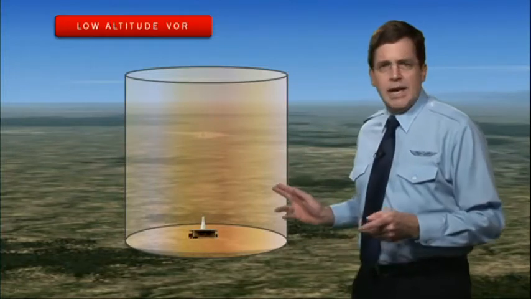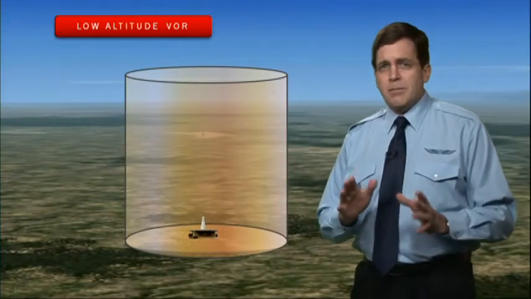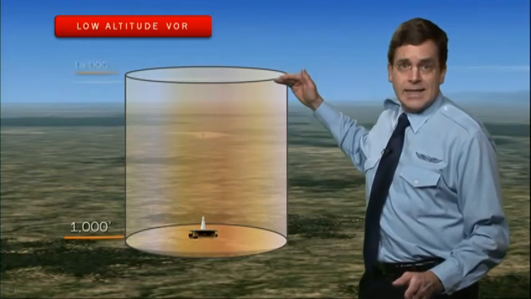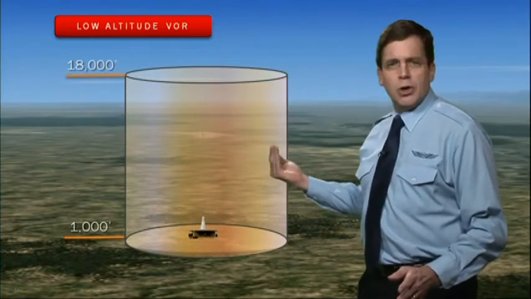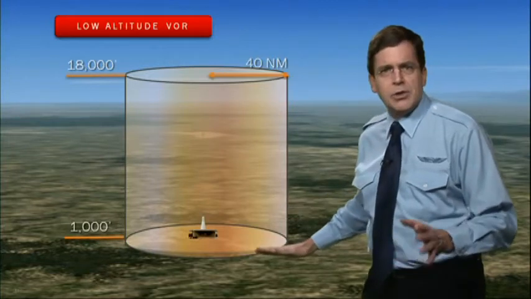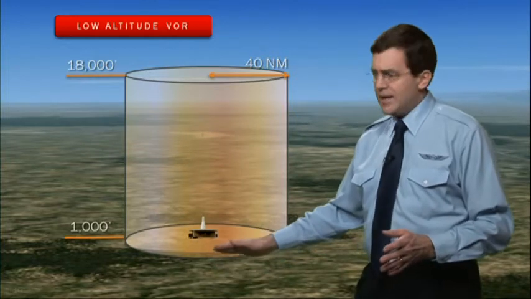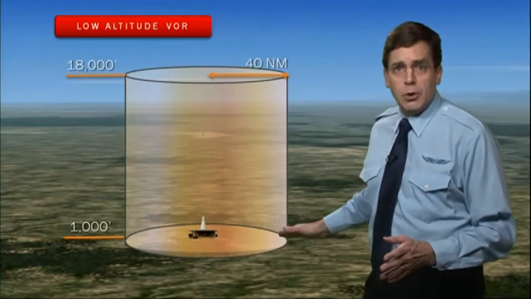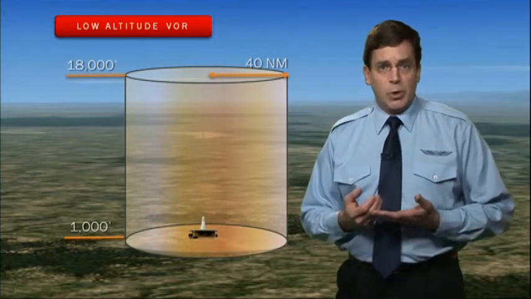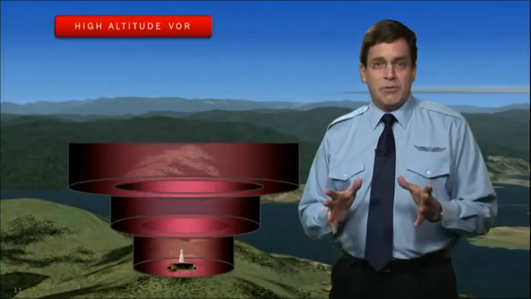So let's start with low altitude VORs. This illustration here shows a low altitude VOR. The standard service volume begins at 1,000 feet and extends upward to 18,000 feet with a 40 nautical mile radius. Below the 1,000 foot floor, the service starts from 0 nautical mile range at ground level and tapers up to the full 40 nautical mile range as it rises toward the 1,000 foot level of the service volume floor.